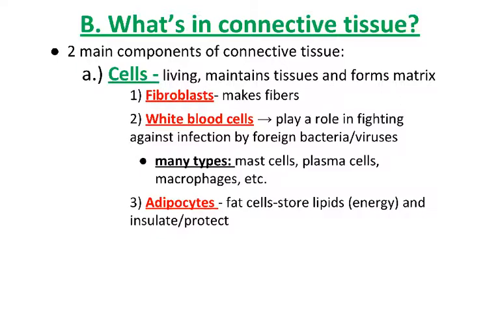So the most important cells are the fibroblasts. So the fibroblasts, fibro like fiber, and they form fibers that they dump on the outside of the cells to help lay down kind of the ropey scaffolding that helps hold the connective tissue into its structure.